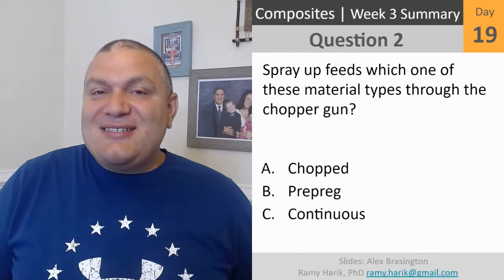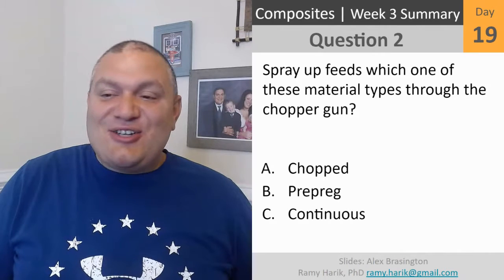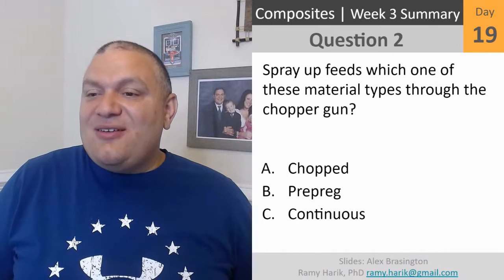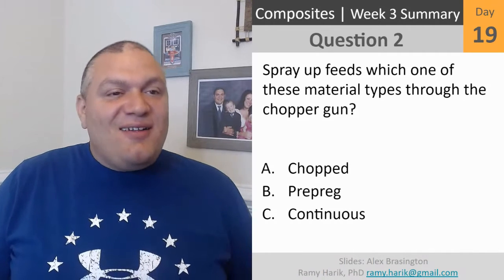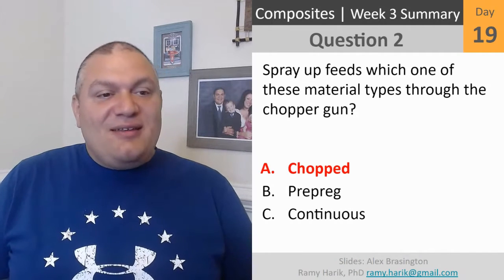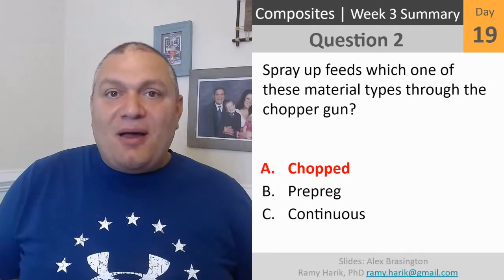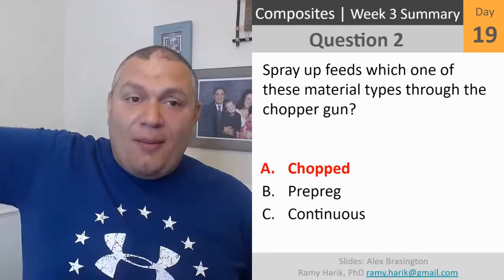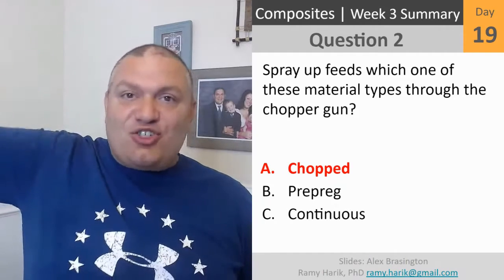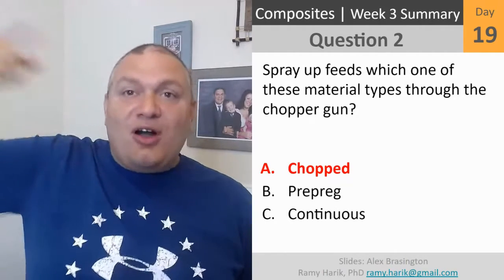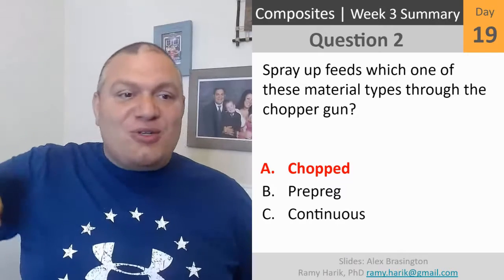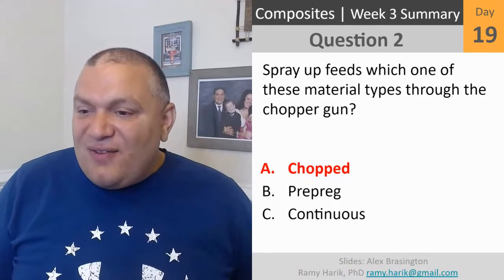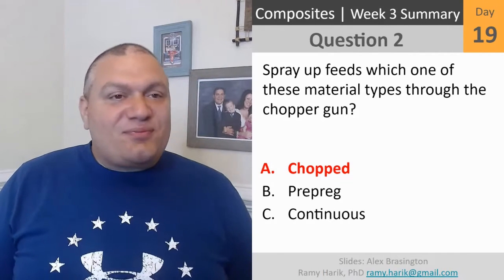All right, I can see the answers trickling in, saying chopped and saying A. That's correct. So yes, it is chopped fiber. Keep in mind that sometimes what we have is a continuous roving coming to the gun, but within the chopper gun, you are chopping the continuous, and then you're delivering them as chopped fiber.